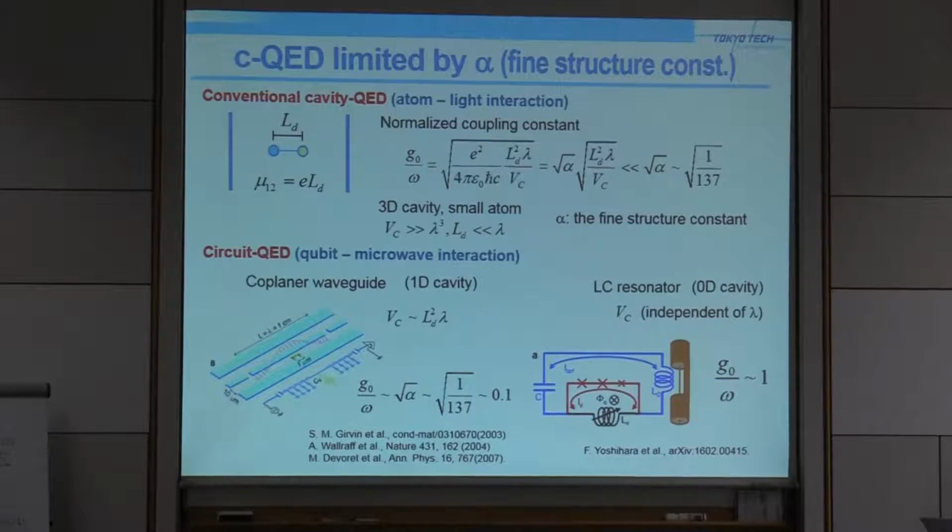So in this direction, I should mention some recent developments of circuit QED. If you use a superconducting coplanar waveguide, the mode volume is just proportional to the wavelength. So then this second factor can be close to unity. So therefore, some people have already achieved really large coupling with this scheme. If you use an LC resonator, the mode volume is not dependent on the wavelengths anymore. So some people already achieved a very ultra-strong coupling regime with this LC resonator.